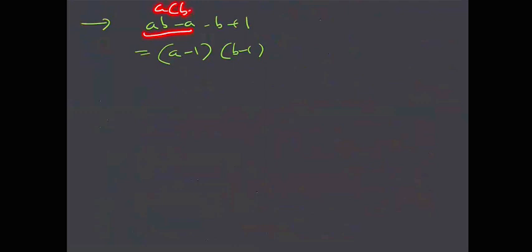So say you have ab minus a minus b plus 1. Then you can factorize this as (a minus 1) into (b minus 1). From the first two terms you can take a as common, you'll get a into (b minus 1), and then minus as common, you'll get minus of (b minus 1). You can take (b minus 1) common and you'll get (a minus 1) into (b minus 1).